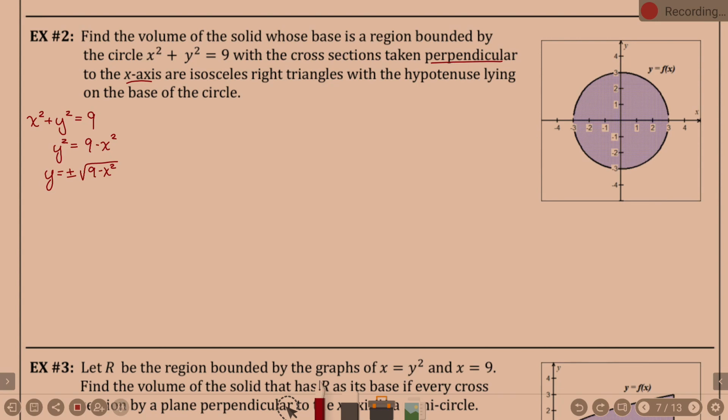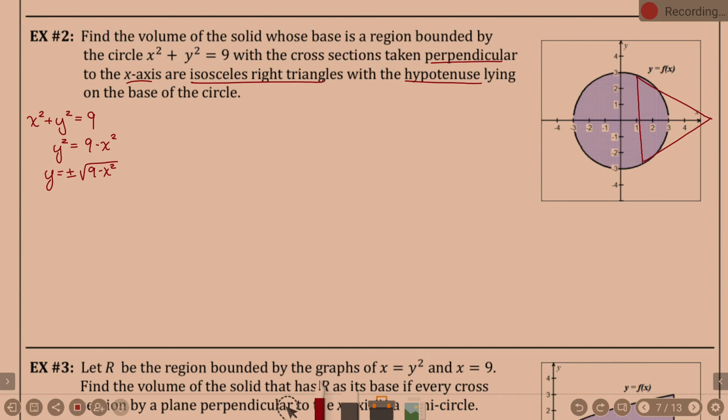What are we talking about here? Isosceles right triangles, hypotenuse lying on the base of the circle. Again, think about it: it's perpendicular to the x-axis, so there's my base, right? There's the hypotenuse. The triangle is going to go up, right? So that's a vertical triangle.